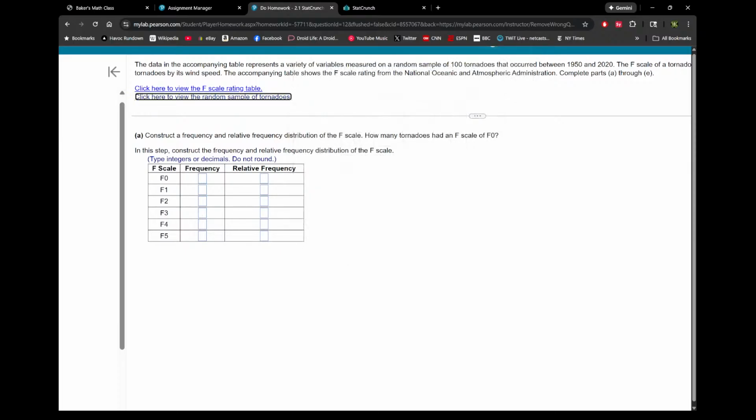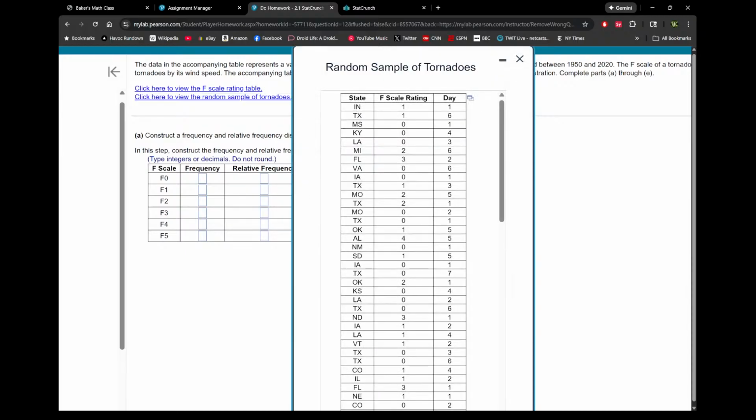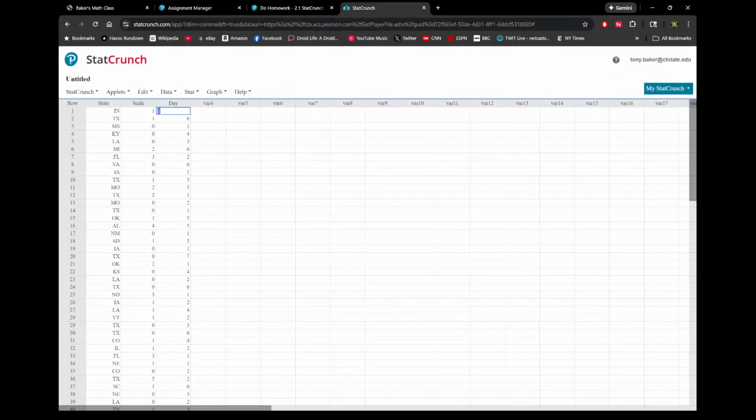So this is the homework assignment. You're going to click right here where it says click here to view random sample of tornadoes, which is what you need to fill in this chart. So you click there. And then there's a little box up here in the corner that says open in StatCrunch. You can copy it. If you're one of those that like Excel, open it in Excel. Totally fine. You can use Excel. When you open in StatCrunch, a page like this is going to show up.